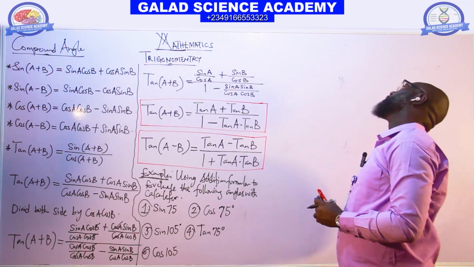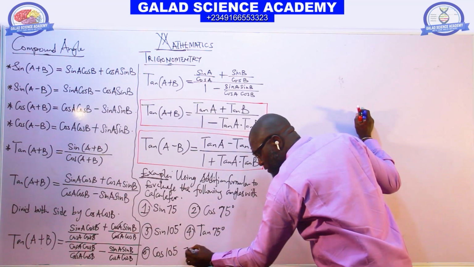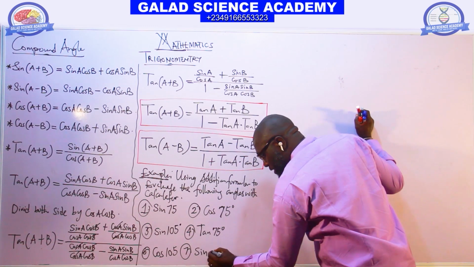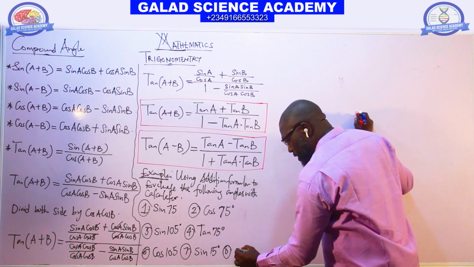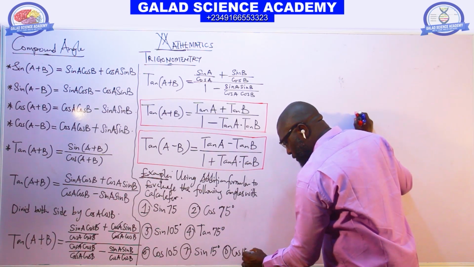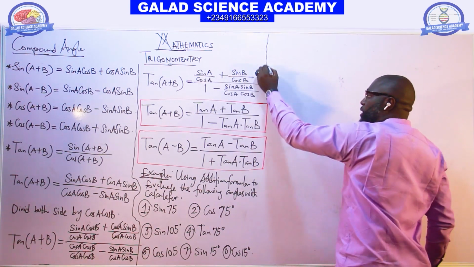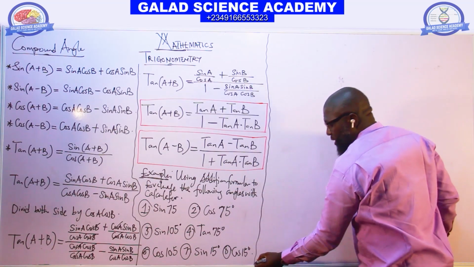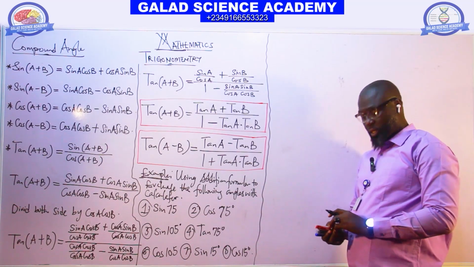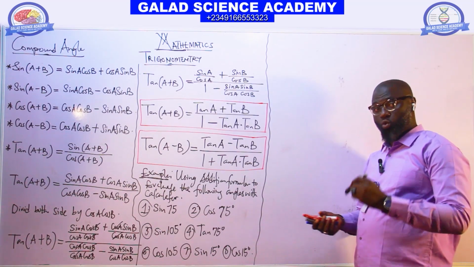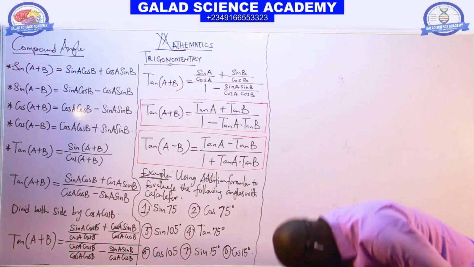45 minus 15, you can find sine 15 degrees, and 8. Cos 15 degrees. You can observe that this is also an application of what we call special angles. So let us solve these now.